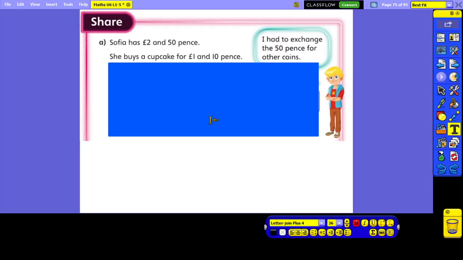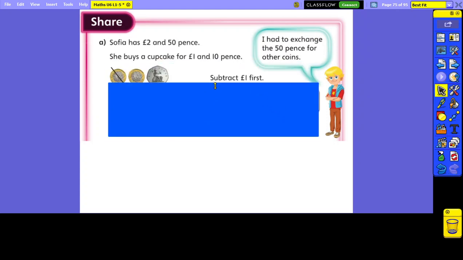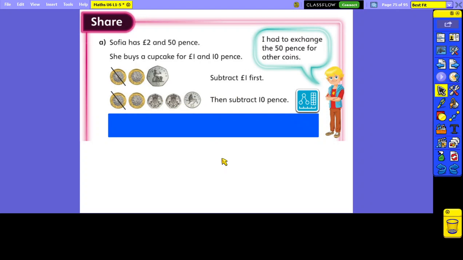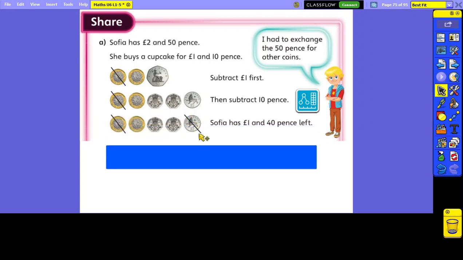So if I have a look here, I'm going to subtract my £1 first. This is going to keep track of what we're doing. I'm then going to exchange my 50 pence for the 20, the 20 and the 10. So I've still only taken away £1, and then I take away my 10 pence piece at the end. So we've got the same answer as our share. Sophia has £1 and 40 pence left. Super.